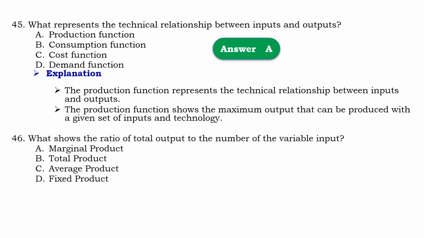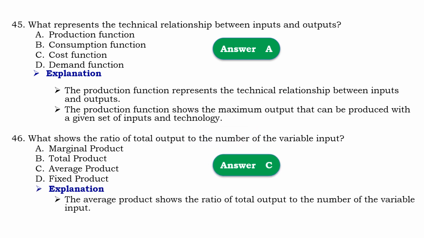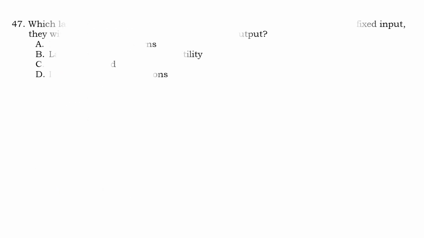Question number 46. What shows the ratio of total output to the number of variable input? That should be C, average product. This means that average product shows the ratio of total output to the number of variable input.